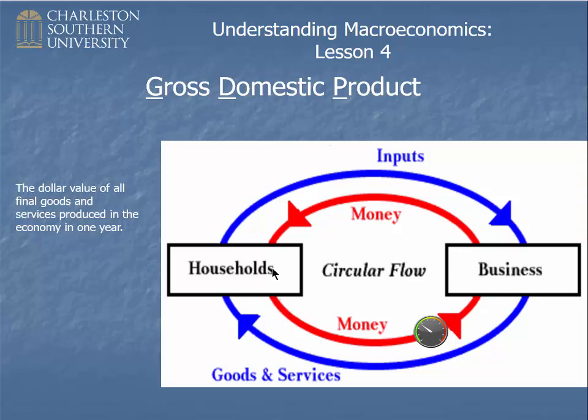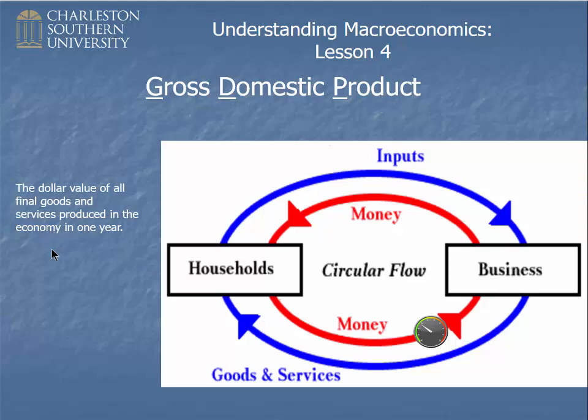Think about what this represents. Businesses are producing goods and services, and they flow to households. Businesses produce goods and services, they flow to households, and then households pay for those goods and services with money. So this flow of money coming from households back to businesses in the form of sales is one way to measure GDP, and that comes from our definition.